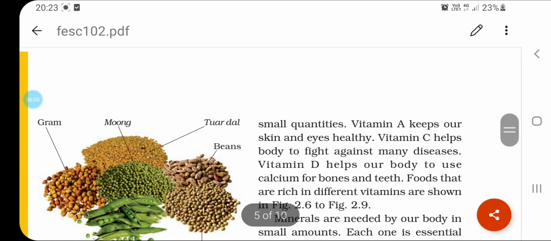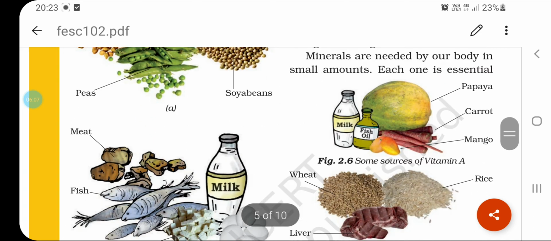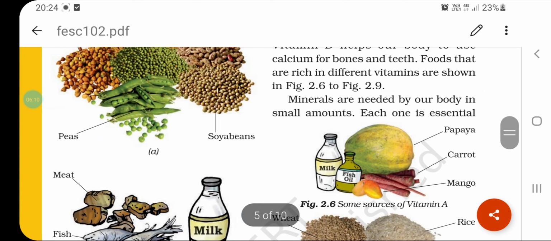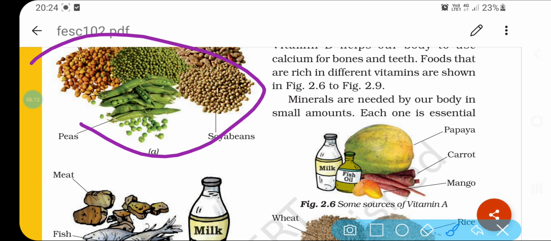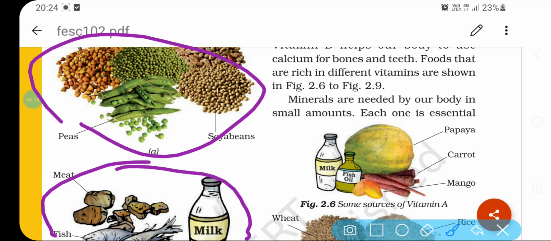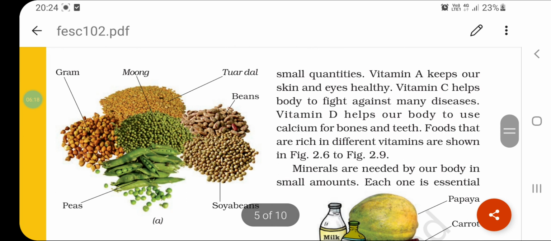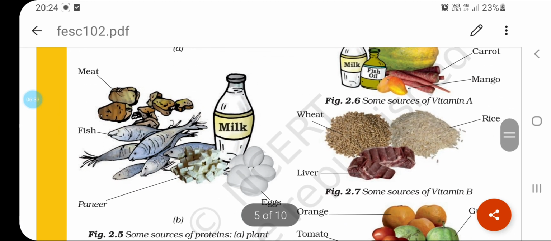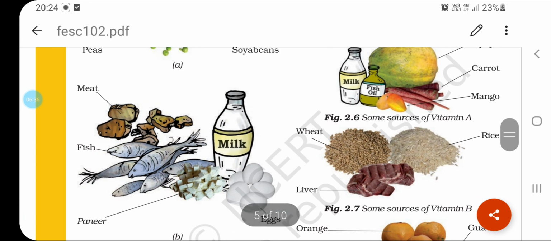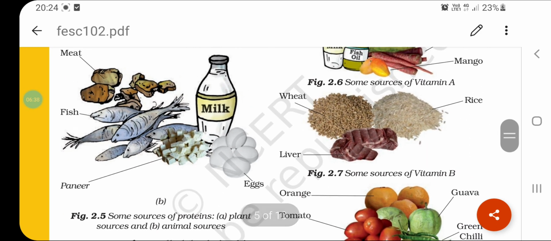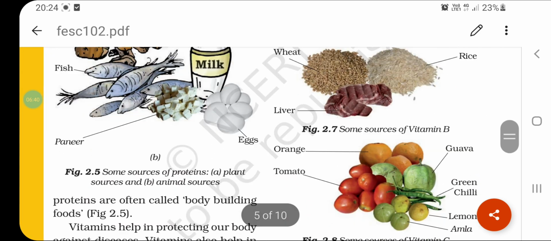Fats provide us energy. Now these are the sources of protein, from plants and from animals. The examples of protein are gram, moong, tur dal, beans, peas and soya bean. The main source of protein is soya bean. And in the animals part: meat, milk, fish, paneer, eggs and many things.